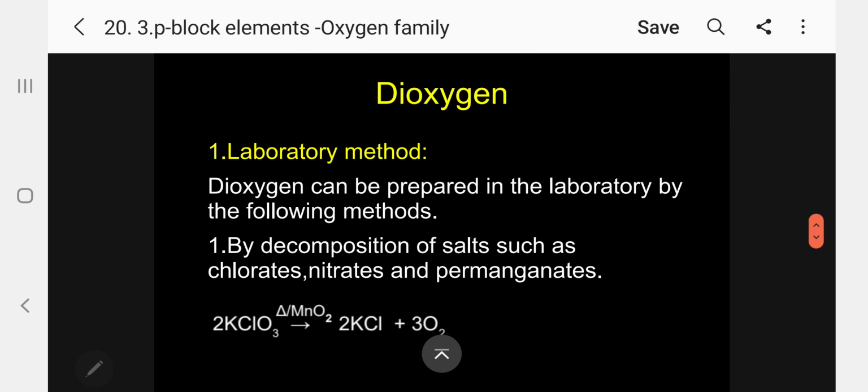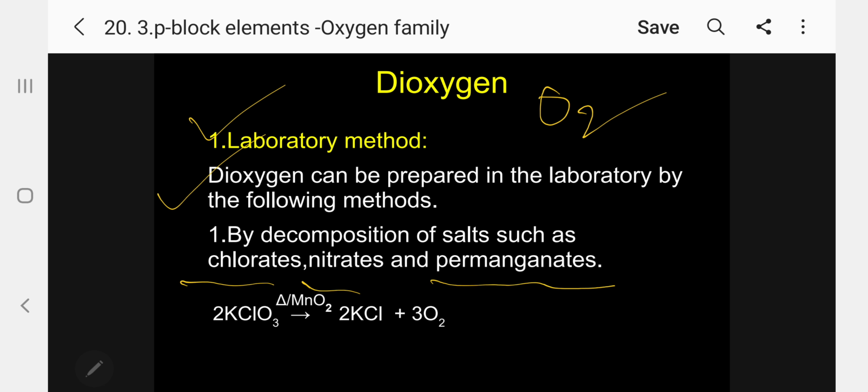The next, dioxygen. Under this I have to discuss. That is O2, laboratory method of preparation. Dioxygen can be prepared in the laboratory by the following methods. By decomposition of salts such as chlorates, nitrates and permanganates, we are getting oxygen.